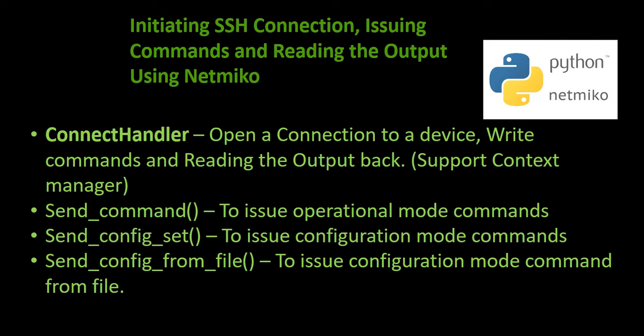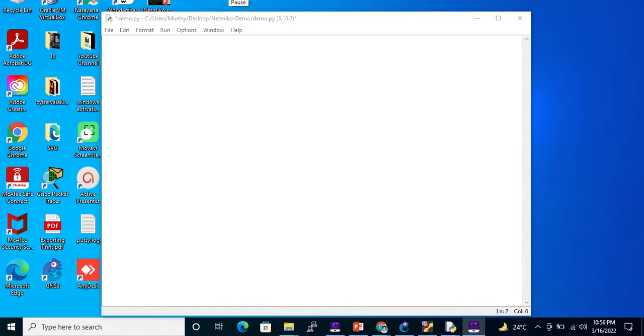To open a connection with a network device using Netmiko, ConnectHandler is a central interface. It opens a session, issues commands to the device and reads the output back. Let's start by importing the ConnectHandler class from the Netmiko library. Then we will set up our connection details in the connection info dictionary.